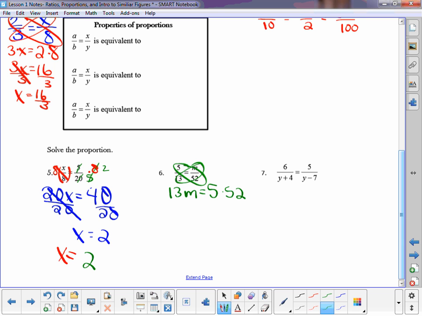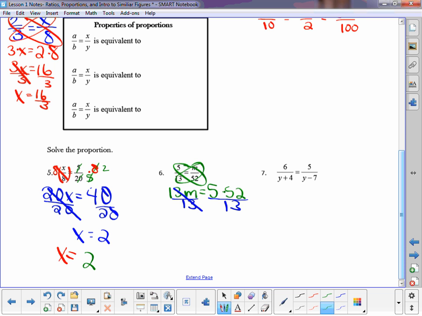So instead of multiplying that out, you could again go ahead and reduce. If you wanted to cross multiply, that's fine, but leave it written as 5 times 52. Divide by 13 on both sides. Does 5 and 13 reduce? No. But perhaps 52 and 13. What's 13 doubled? And what's 26 doubled? 52.